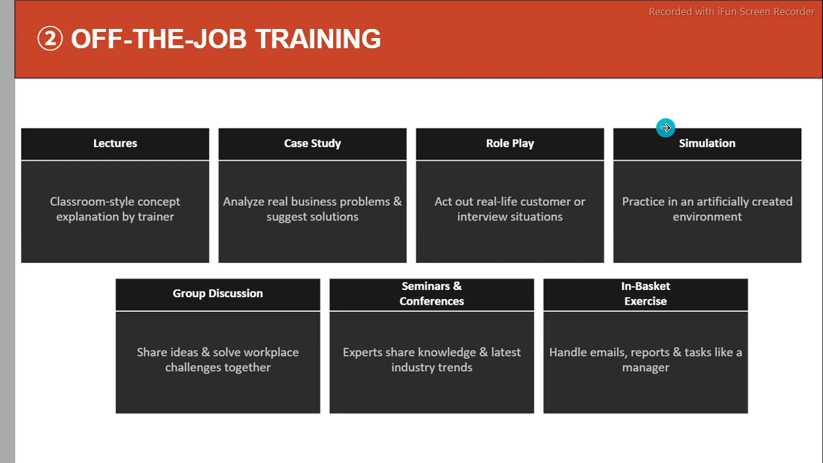Now about the simulation. In a simulation, a real environment is created artificially, like flight simulations and machine simulation for the training. It allows practice without the real risk. Now group discussion is another off the job training method, where the employees sit together, share their ideas and discuss the topic. For example, discussing workplace challenges in a group. This is called the group discussion.